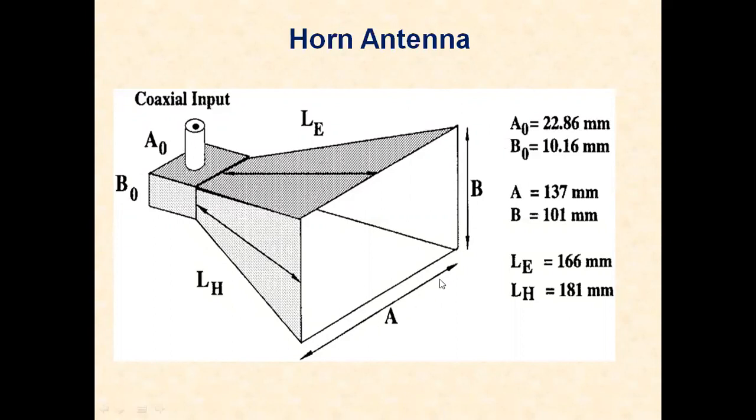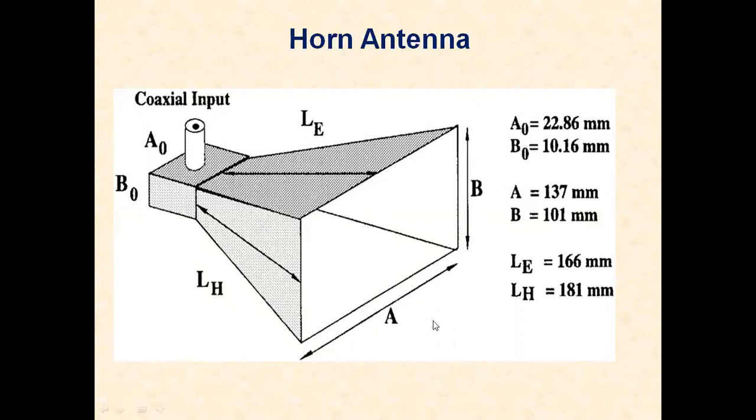Then we have this flared out structure, whose length A is 137 millimeters. This B is 101 millimeters. So this A0 is flared out to A. That means 22.86 mm we are making 137 mm at the far end. Similarly, B0 is 10.16 millimeters, and it is expanded to B, that is 101 mm.